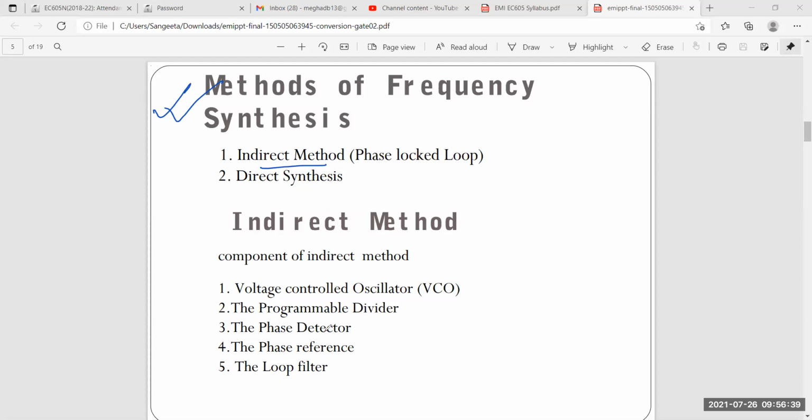Can anyone tell me which device is used to eliminate the harmonics from the system? Out of these components, VCO, programmable divider, phase detector, phase reference, loop filter, which component is capable of removing the harmonics from the system? Give me the answer.